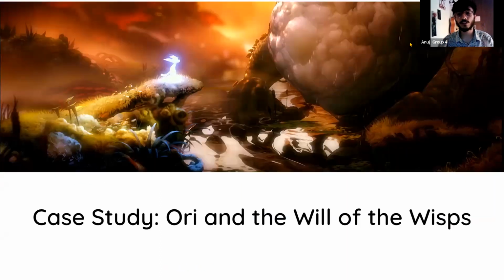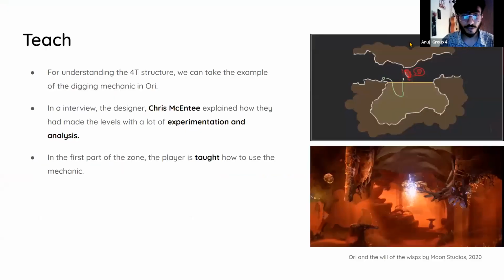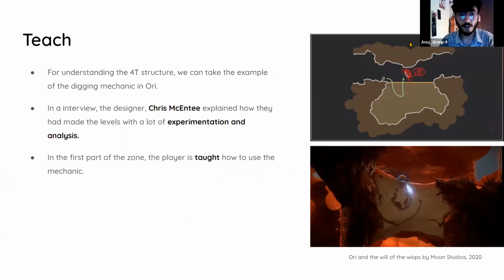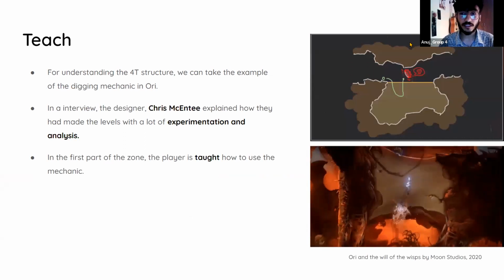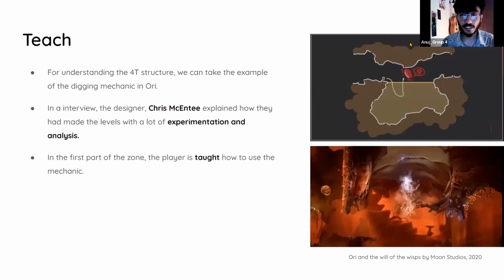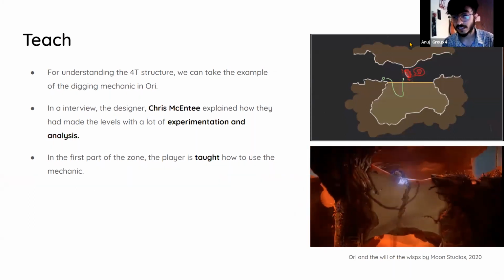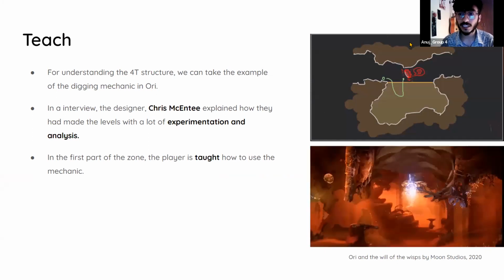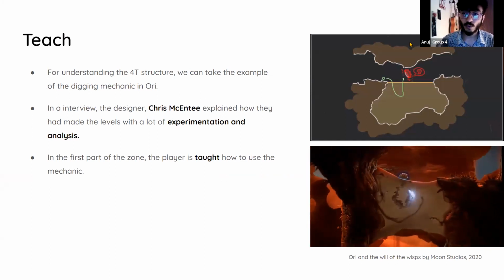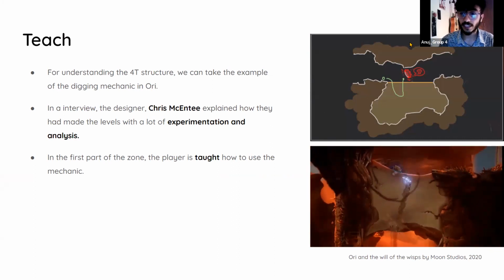Right now, let's do the 4Ts on a game that is not Nintendo, because I wanted to show how other games also adapt to this. In some way, you can find that pattern, right? So this game is called Ori and the Will of the Wisps, and it's a 2D platformer. There's an interview with Chris McEntee where he talks about how they experimented, analyzed, and reiterated on these designs to come up with this one idea of a mechanic in the game.